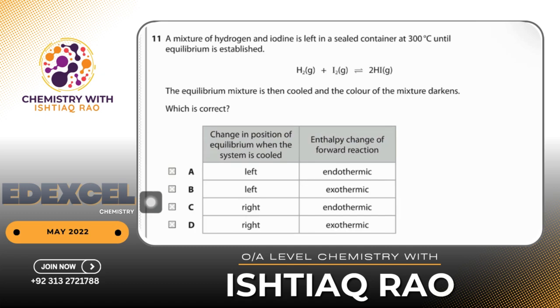Enthalpy change of the forward reaction. In the forward reaction, a bond is being formed between hydrogen and iodine. What they are saying is that a mixture of hydrogen and iodine is left in a sealed container at 300 degrees Celsius until equilibrium is established. 300 degrees Celsius means at a higher temperature, it's going to form a product. So what do you mean by this? The reaction should be endothermic. That's the reason at a higher temperature, the reaction is going forward.